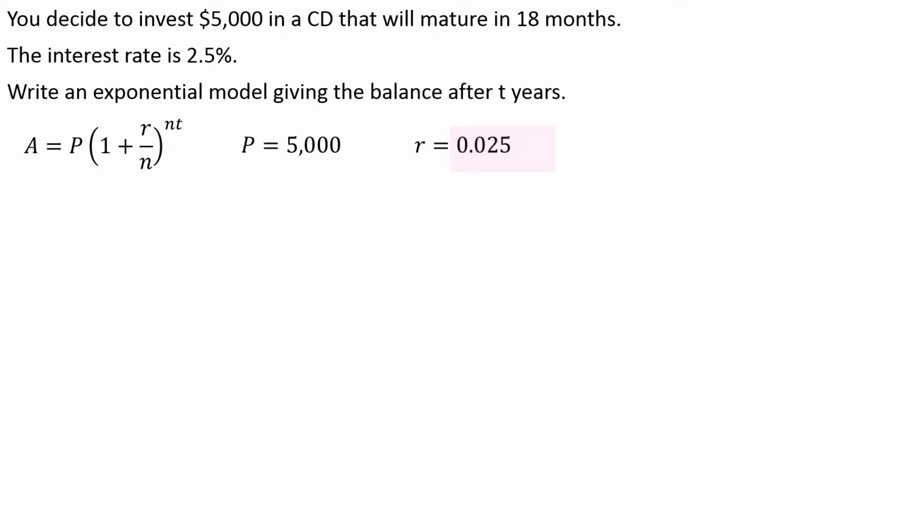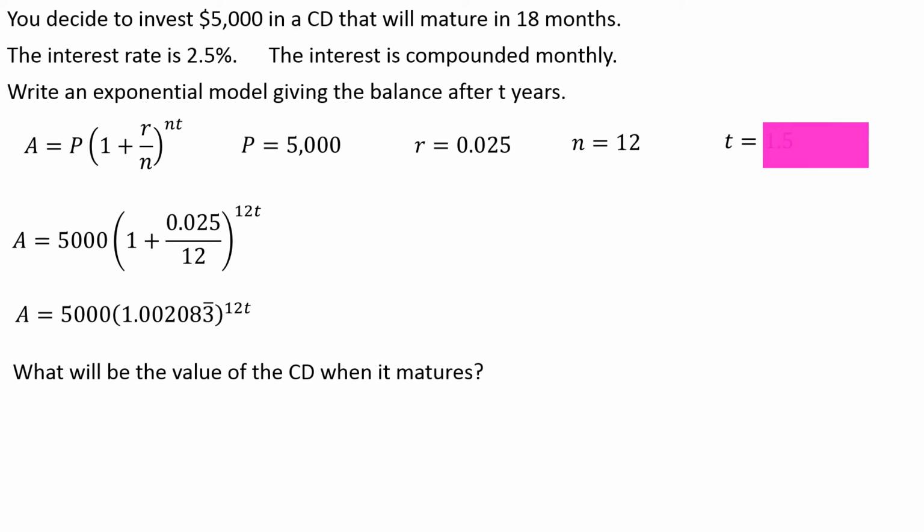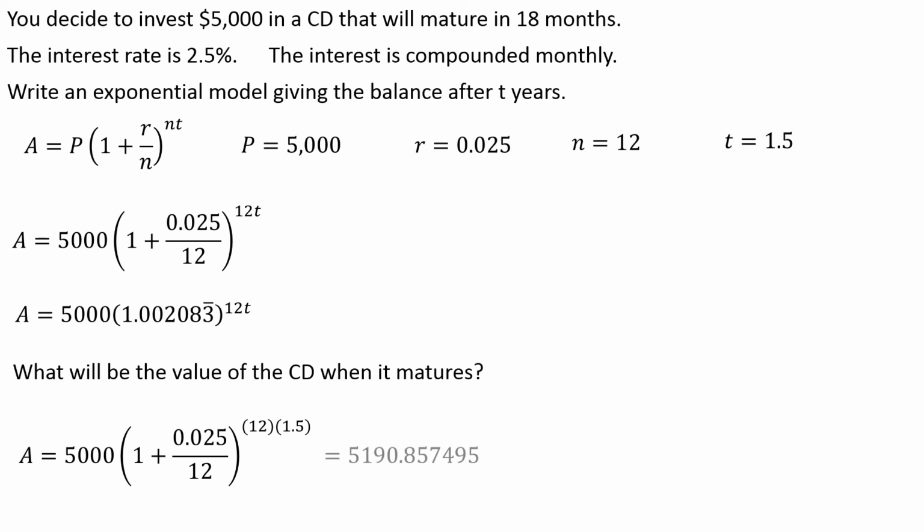I neglected to, I gotta go back and edit this: compounded monthly. Right? I didn't put that in here. In class it'll work, but on this recording it's embarrassing that I didn't say it's compounded monthly. So 1.5 years would be 18 months. I got $5,190.86.